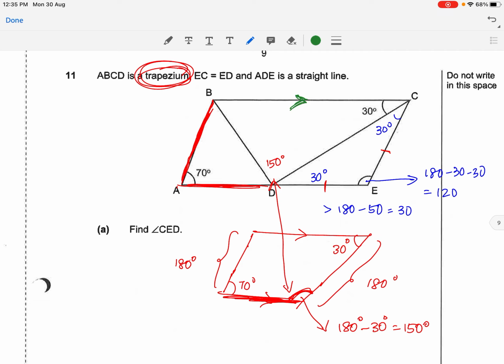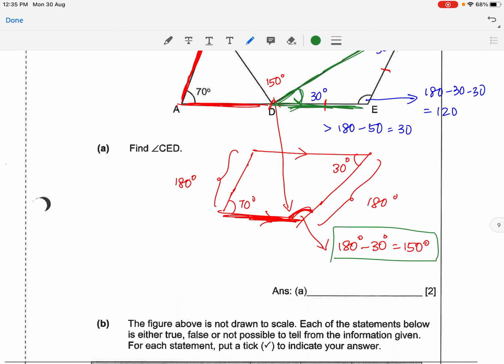This is the parallel lines that is indicated because it says that it is a trapezium, and you know that the parallel lines are there. So if I draw a Z here, straight away I know that this is 30. I need not even find all this 50. Straight away I can just do one step, 180 minus 30 minus 30 equals 120. Okay, let me go to part B then.